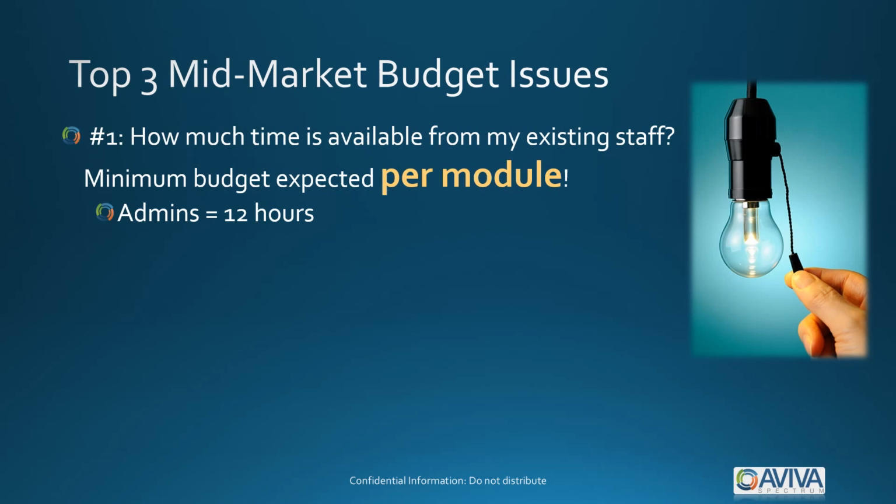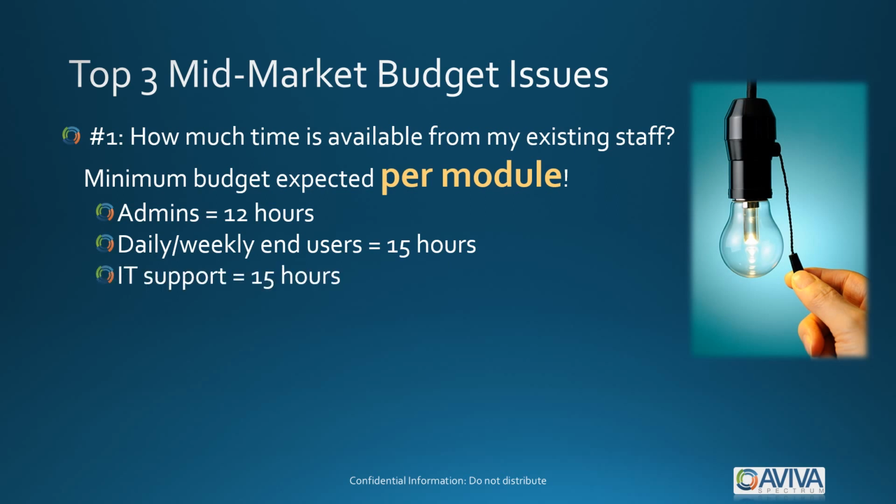So at a minimum, I would be conservative and give my admins 12 hours per module. This includes some of the documentation requirements, some training videos, etc., that they're going to need to do. The people that are going to be using it on a weekly, daily, quarterly, etc. basis, budget per module 15 hours minimum for each user, right? IT support, again, you might need 1 or 2 folks, but give them each about 15 hours. This includes making sure that they understand the environment, the connections, FTP sites, etc.